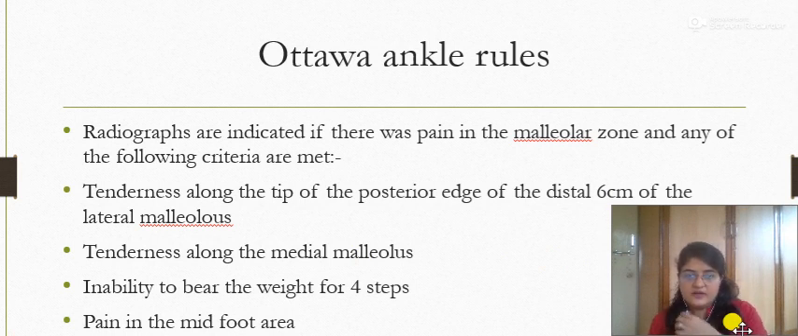So here are the Ottawa ankle rules. Radiographs are indicated if the patient has pain in the malleolar zone and any of the following criteria are met. First is tenderness along the posterior edge of the distal 6 centimeters of the lateral malleolus. Second is tenderness at the medial malleolus. Third is inability to bear weight even for 4 steps, and pain in the midfoot area. So if any one out of the 4 criteria is met, then only is the X-ray required, otherwise not.